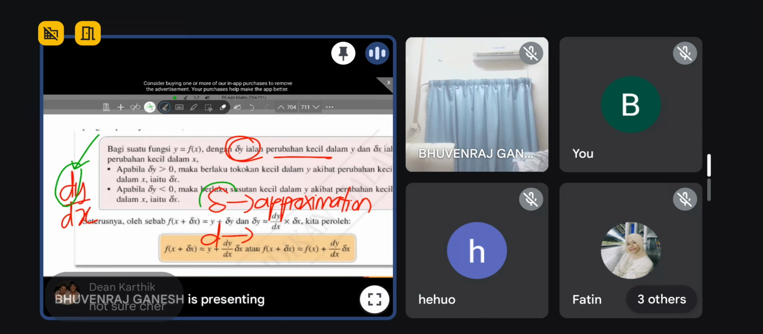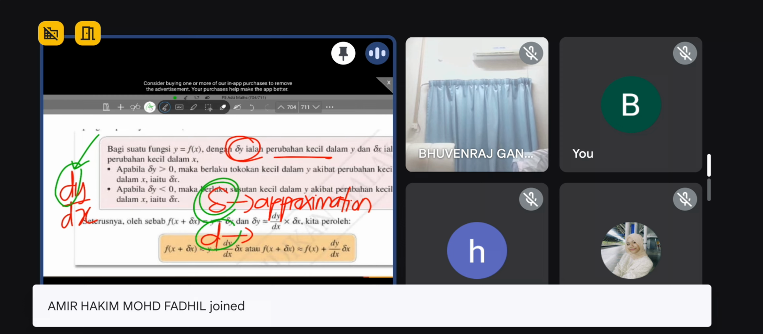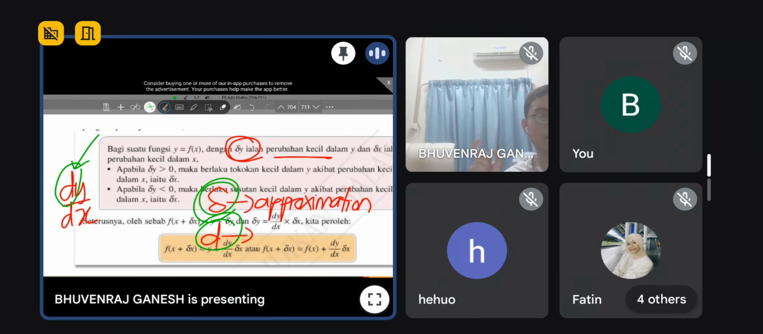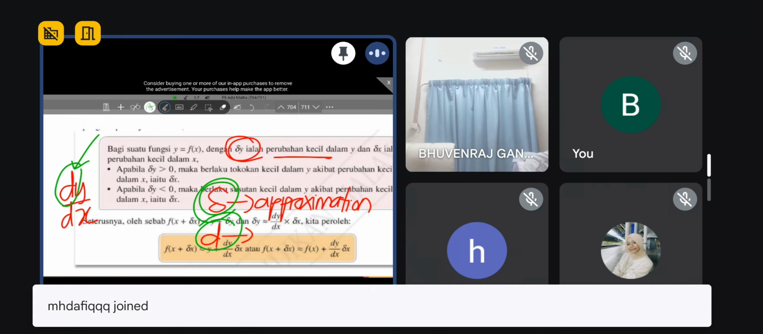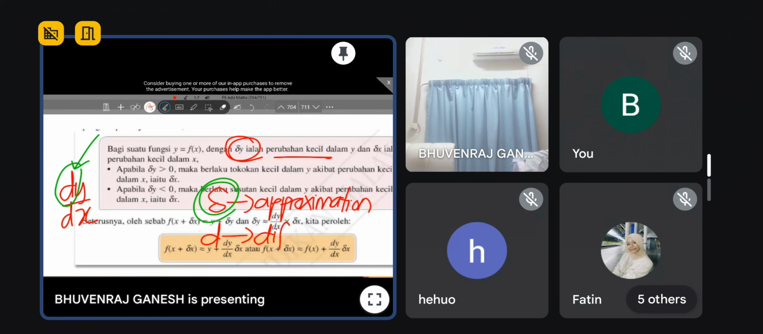Perubahan kecil adalah simbol ni, delta. Delta untuk tunjuk perubahan kecil. Tapi simbol D ni untuk apa? What is the use of the D? Okay, so I shared to you all. Basically, D will represent the difference. Difference means, I give you all an example.